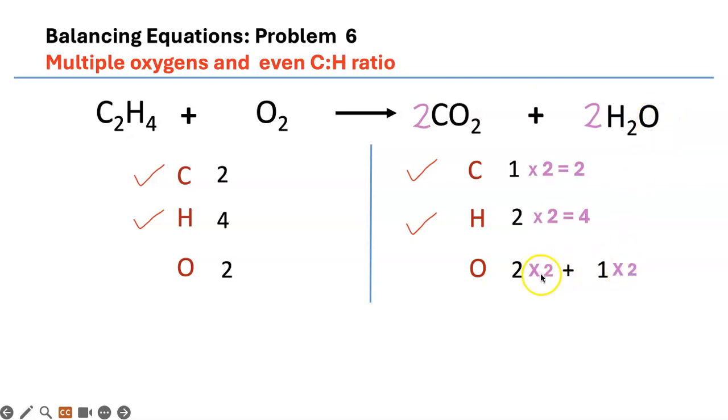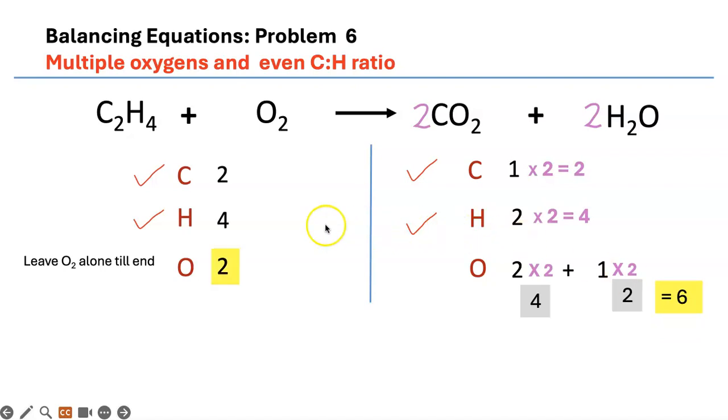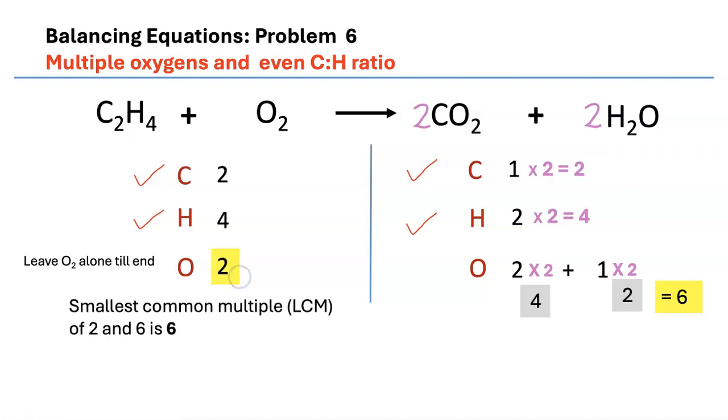So now the total oxygens you have is 2 times 2, which is 4, plus these 2 are going to be 6. So you have to equal this side to 6. So you are going to leave this oxygen alone until we've balanced everything. At this stage is when you change it.